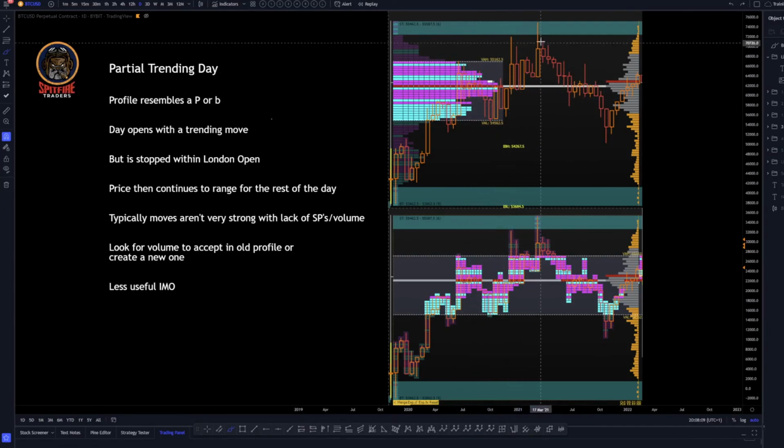New York opens, you might see this spike here, for example, great example there. New York closes, we get pre-close, and then we continue within this range. Partial trending day, very weak day, can't take a lot away from it and doesn't really give us an advantage. Okay, but low volumes, no single prints, and that's what we've got there.